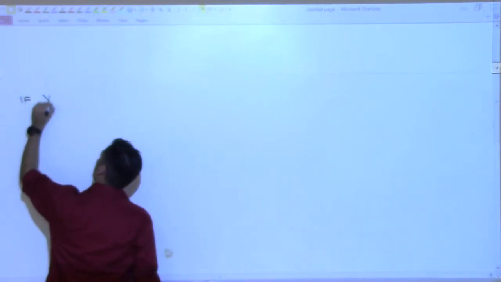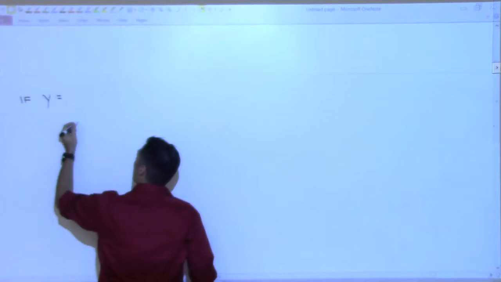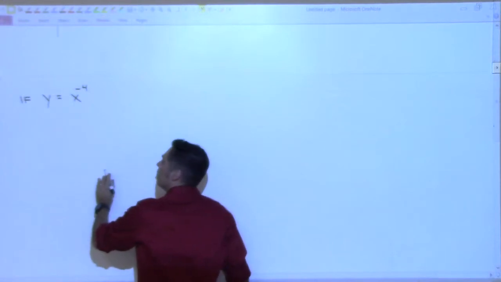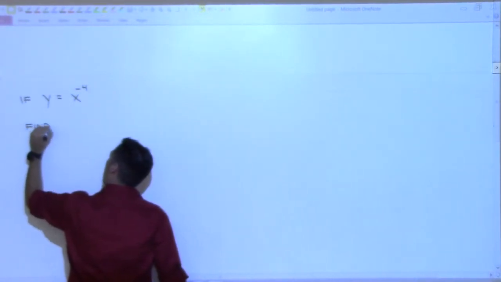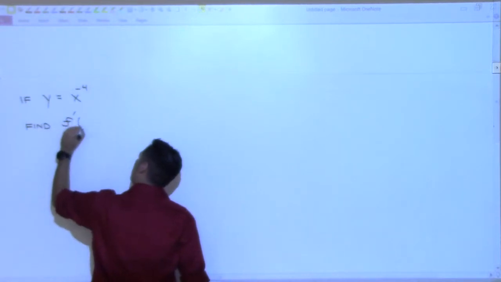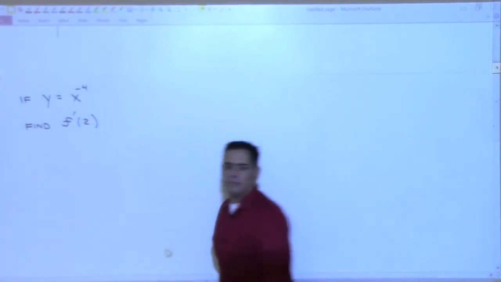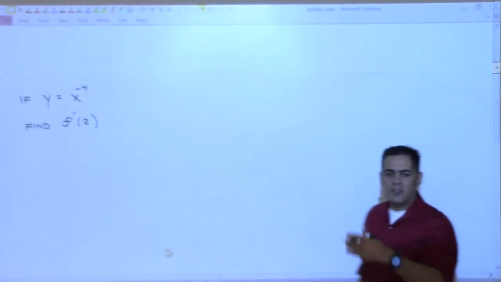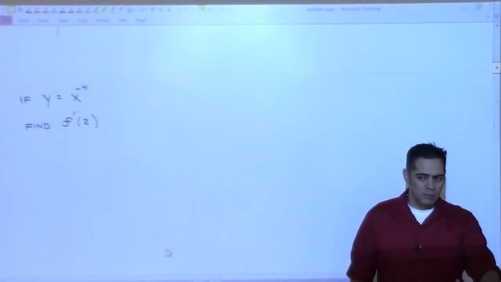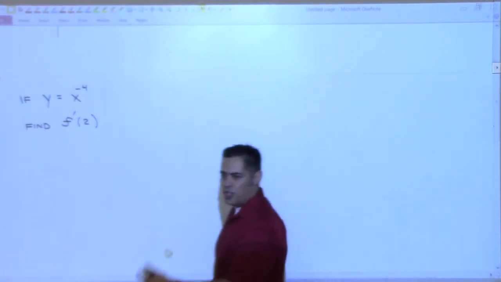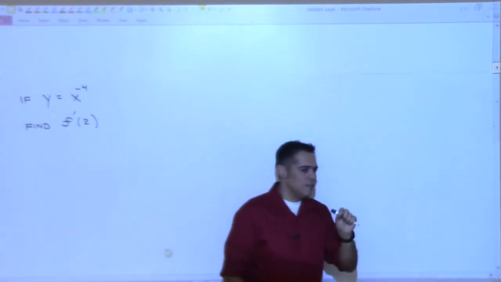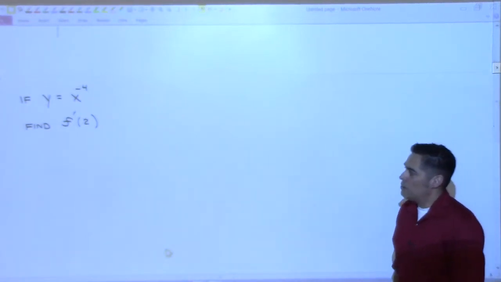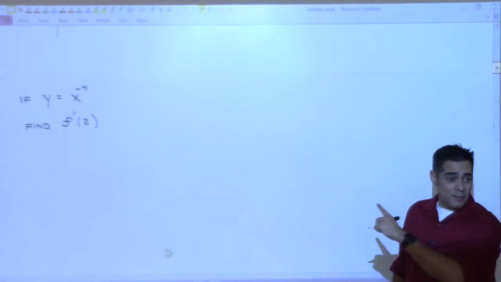If y equals x to the negative 4, find this. So I'm asking you to find the derivative of this function at 2. Tell me how fast this function is changing. What's the instantaneous rate of change of this function when your x-coordinate is 2? All right, so all we're looking for is the slope. This is not asking for the equation.